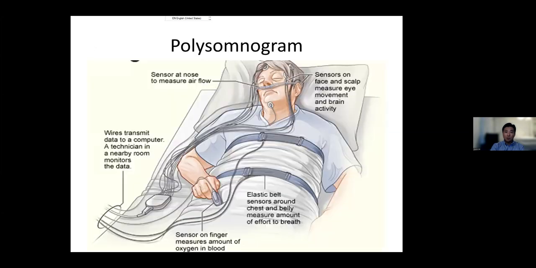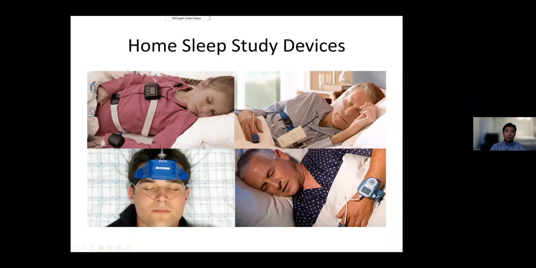This is a picture showing what happens if you come in for an overnight sleep study in the sleep laboratory. We monitor everything, top to bottom: sleep brain waves, muscle tone, eye movements, breathing effort in the chest and around the belly, oxygen through the finger oximeter, and EKG, heart rhythm, as well as muscle tone. Another picture is an example of what are called home sleep study devices.